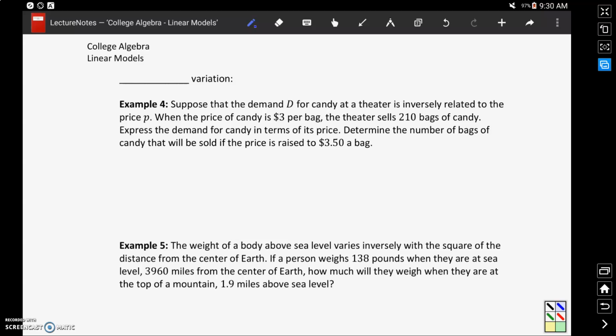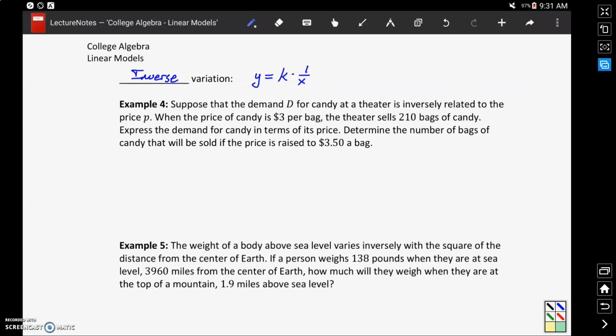The second type of variation problems we want to consider are referred to as inverse variation problems. In this case, we will end up setting up an equation of the form y equals k times 1 over x, meaning those variables vary inversely. As one gets larger, the other is getting smaller, and vice versa.